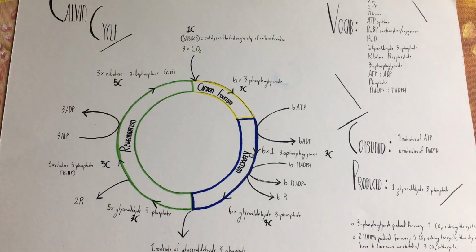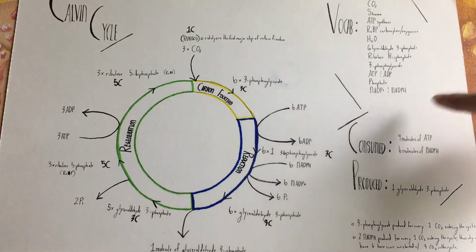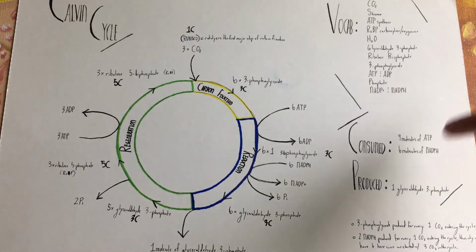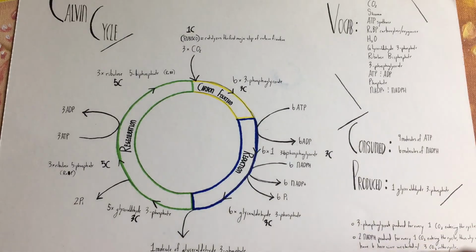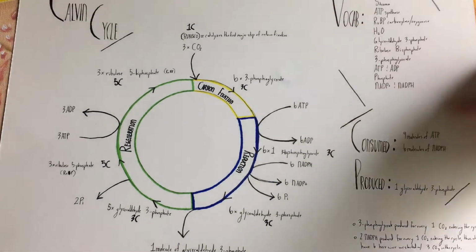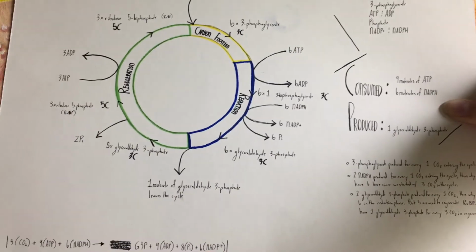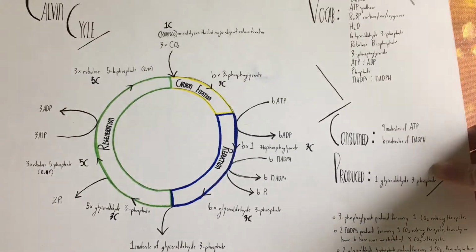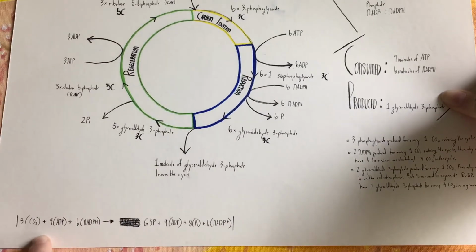Here we have the diagram of the carbon cycle, and I listed here the vocabulary words that were used for this cycle, then what is consumed, what's produced, and just some facts that we need to know towards the bottom to help us as we're going along, just so there's no confusion in the numbers and stuff like that. And then at the very bottom I have the actual equation for what's going on.